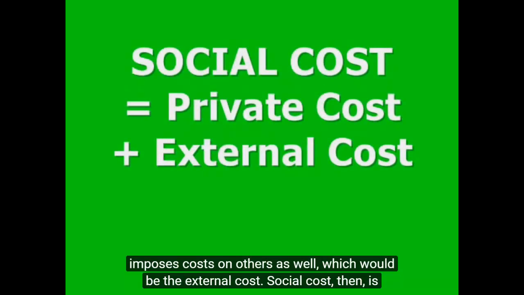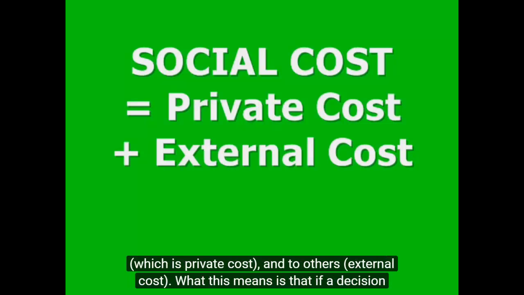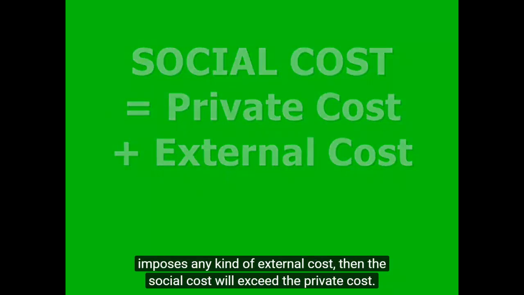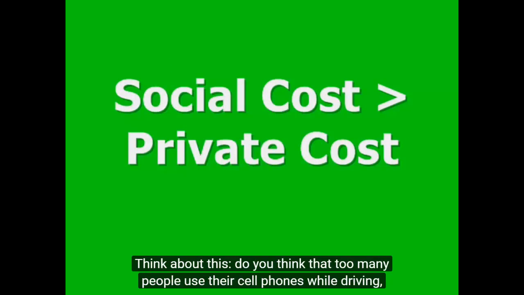Social cost, then, is the total cost to all members of society, or the sum of the cost to the decision maker, which is the private cost, and to others, external cost. What this means is that if a decision imposes any kind of external cost, then the social cost will exceed the private cost. Think about this.